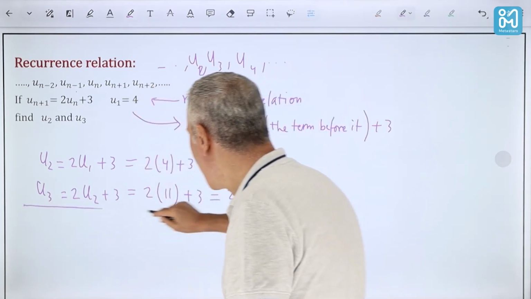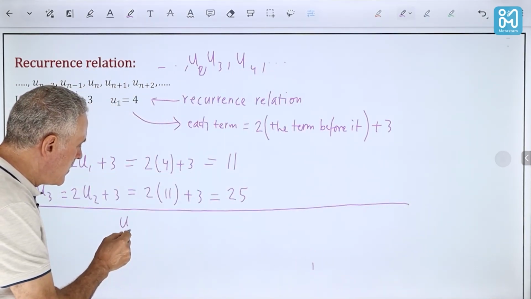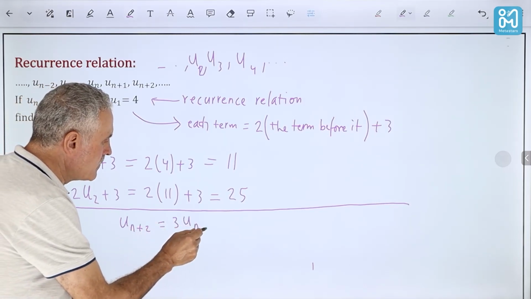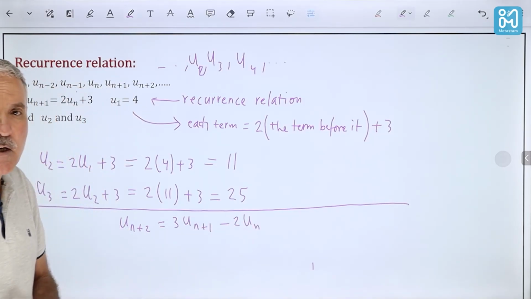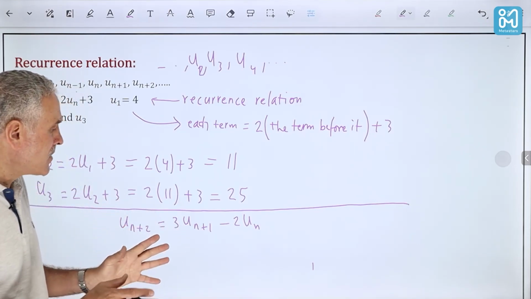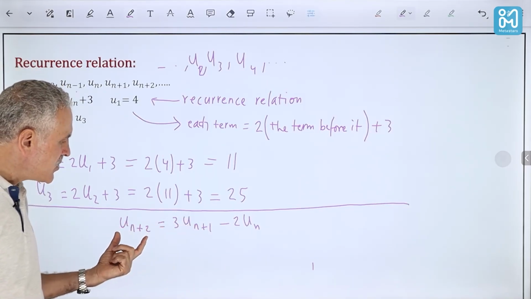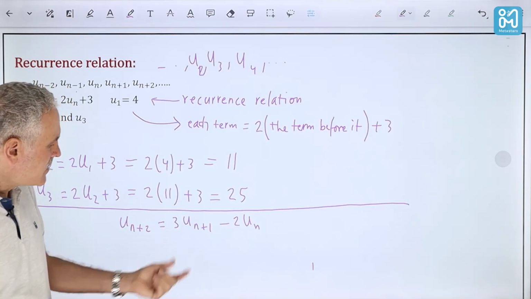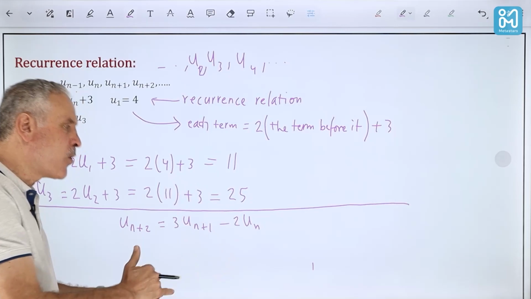I want to give you just one more example on this. As I said, sometimes the term given may depend on 2 terms before it. Let's say we have this recurrence relation. It should be understood this way. I don't want you to read it as u of n plus 2, that makes no sense. Just read it as any term in this sequence equals 3 times the term before it, minus 2 times the term before that.